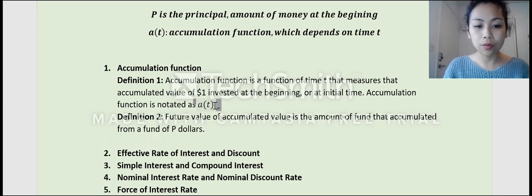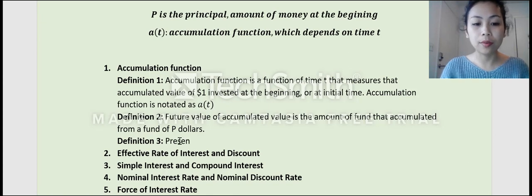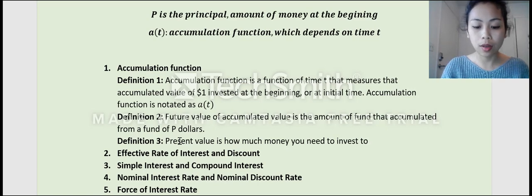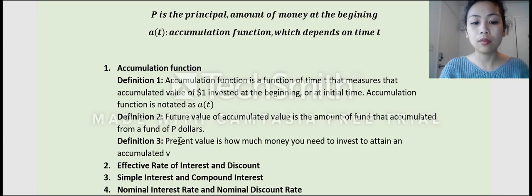And definition 3: present value is how much money you need to invest to attain an accumulated value.